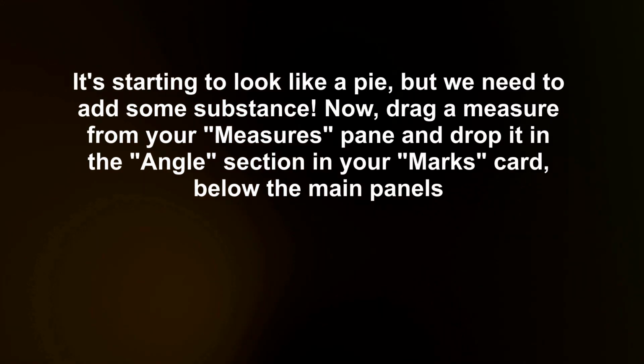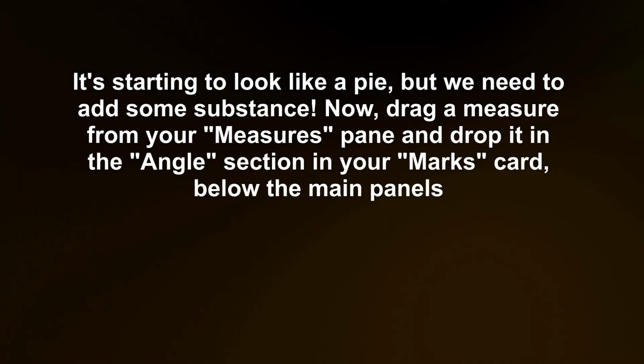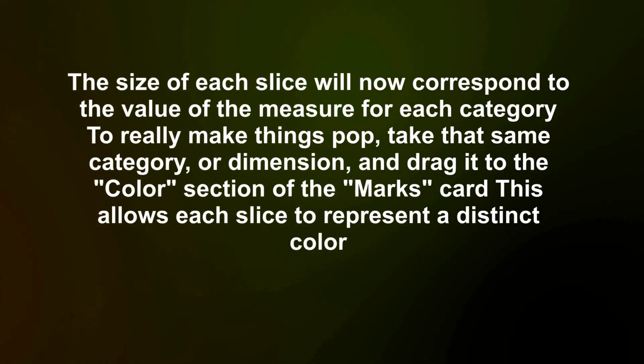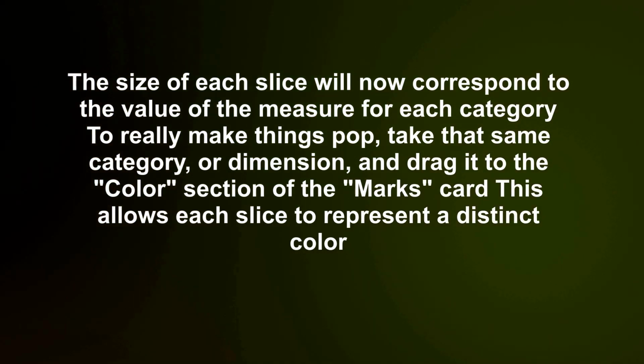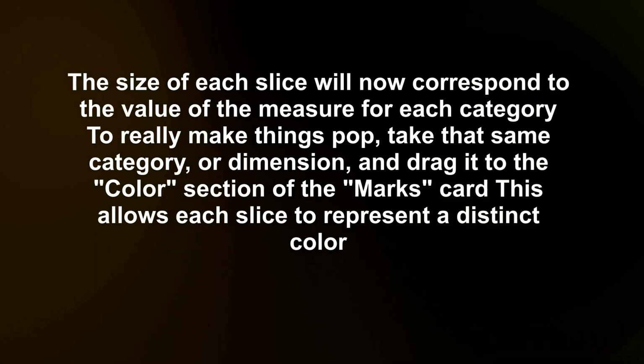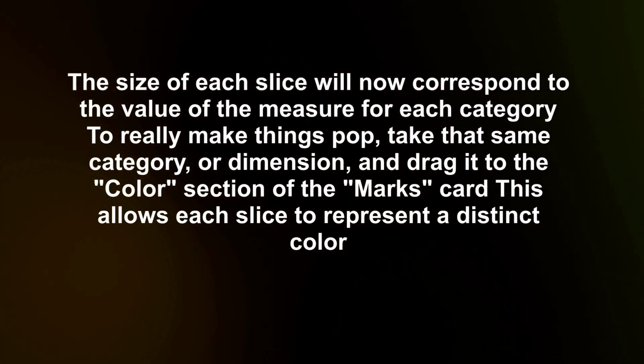Now, drag a measure from your measures pane and drop it in the angle section in your marks card, below the main panels. The size of each slice will now correspond to the value of the measure for each category. To really make things pop, take that same category or dimension and drag it to the color section of the marks card. This allows each slice to represent a distinct color.